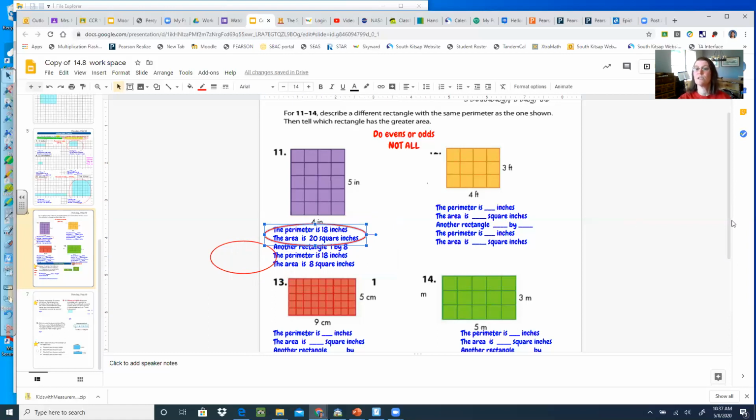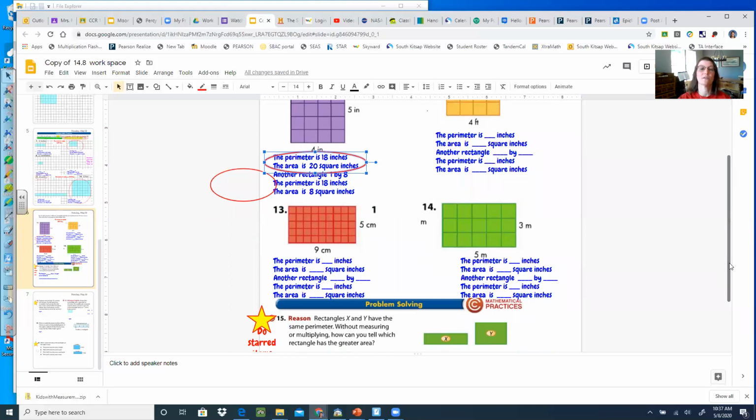Now off to number 13, since I am doing odds. So the perimeter is, well, let's figure that out. I have 5 plus 9 is 14. 14 plus 14 is 28.